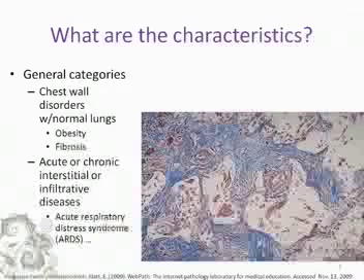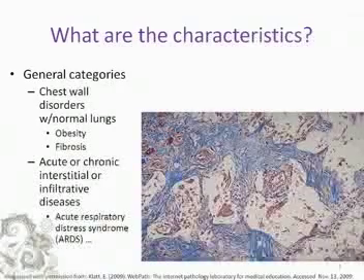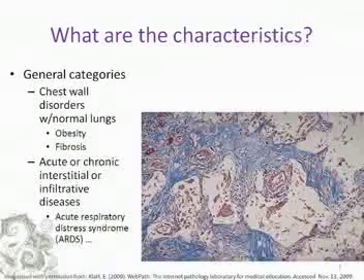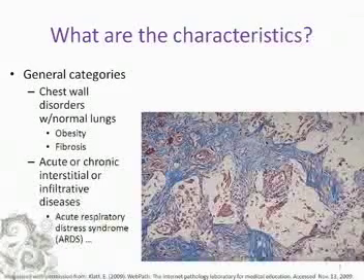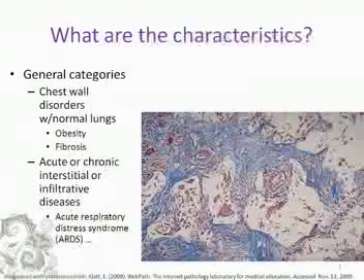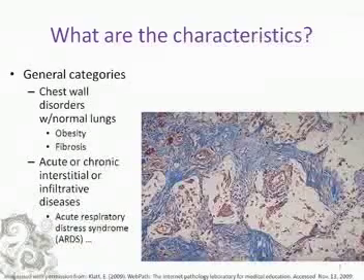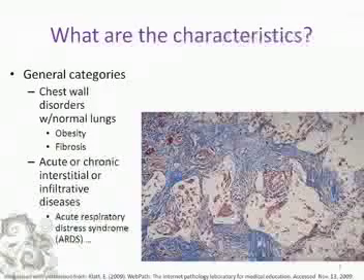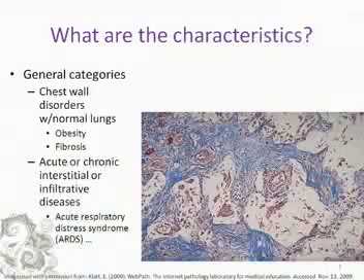So what are their characteristics? General categories: there are chest wall disorders, like we mentioned with obesity. There could be a fibrotic response that's taking place. We could have acute or chronic interstitial or infiltrative diseases, like we mentioned previously, acute respiratory distress syndrome, or ARDS.